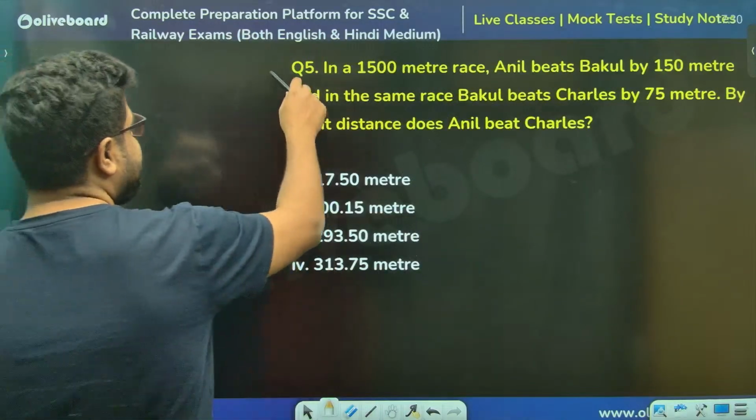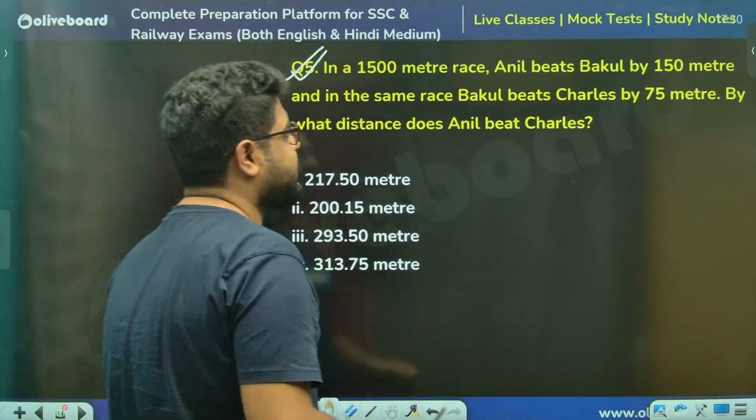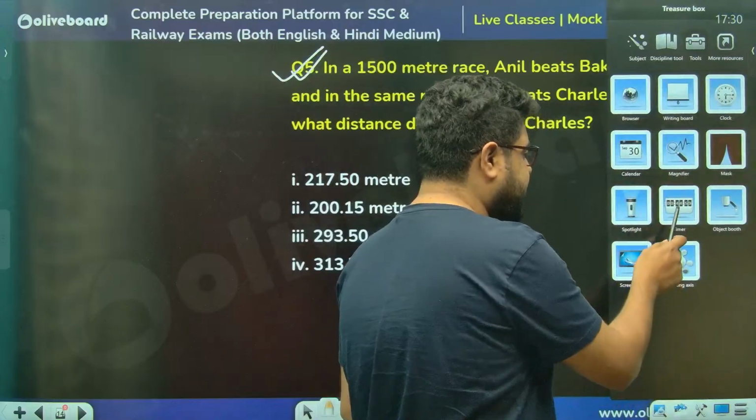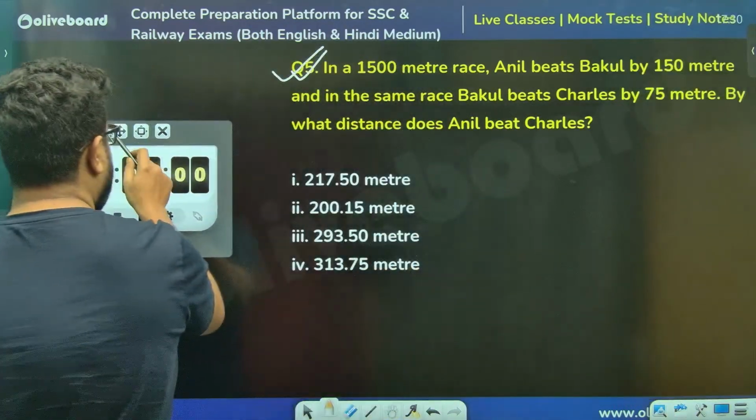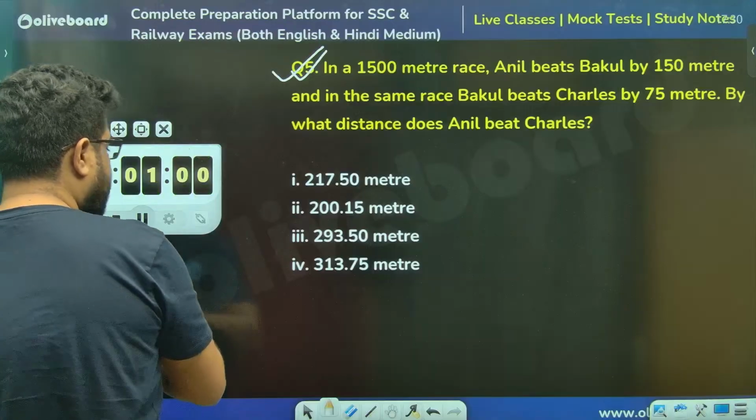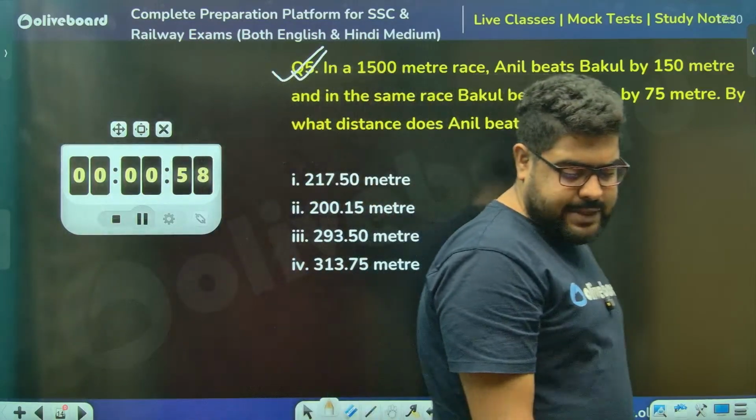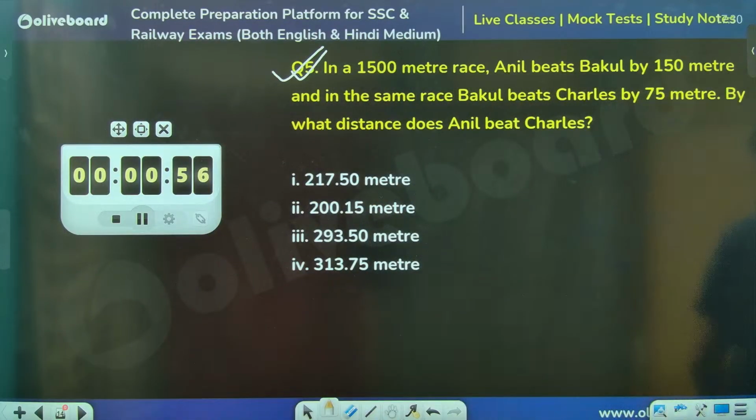Next one, sir. It's a linear race question. Let's see ना, sir. जल्दी से करो. This type has become very popular in recent times. This particular type has become very popular.